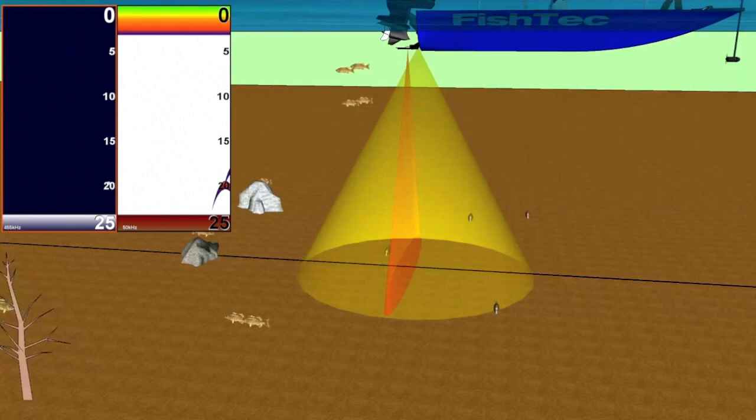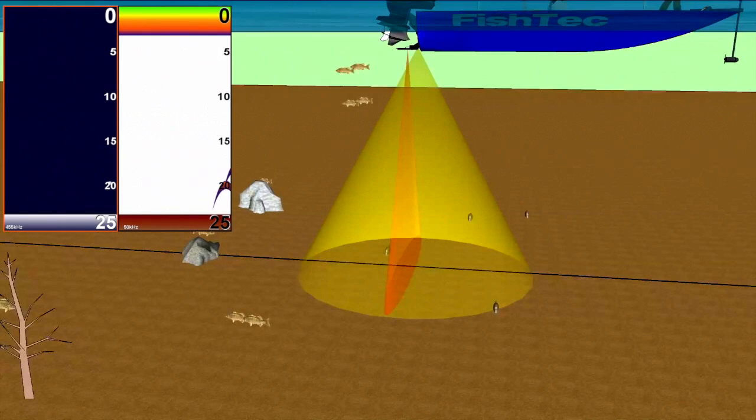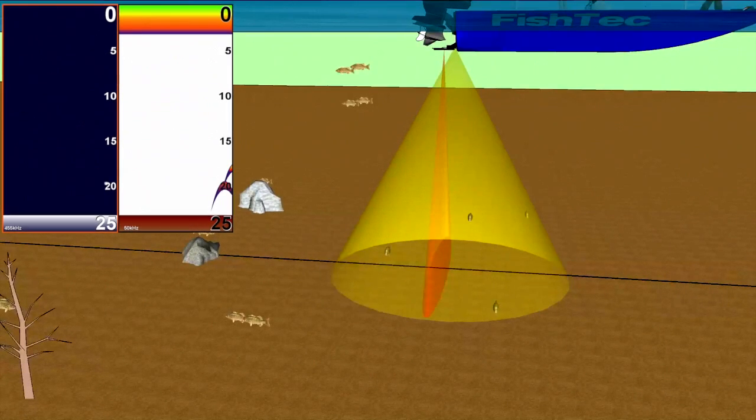But you'll also now start to see the first fish in the same view, but now past the top of the arch because he's past the center of the cone. And that same fish has now appeared in the downscan because he's just past the downscan beam.